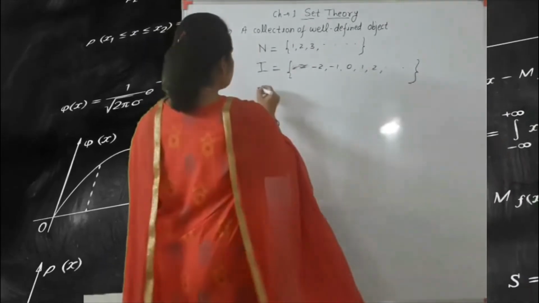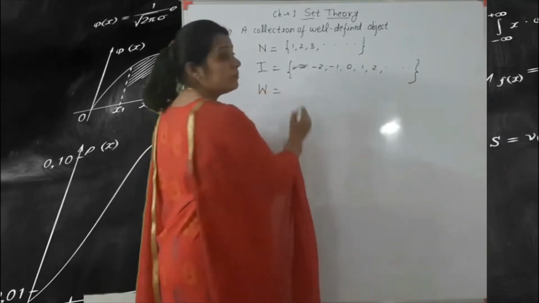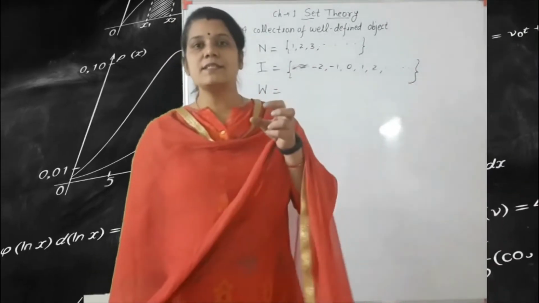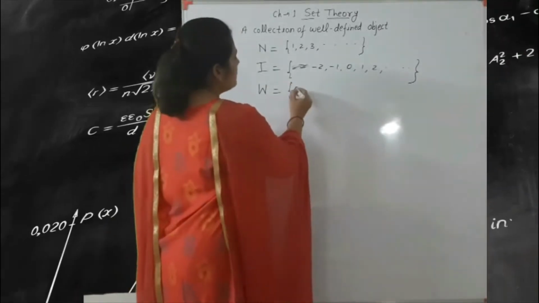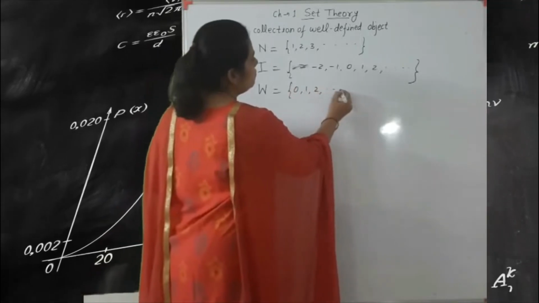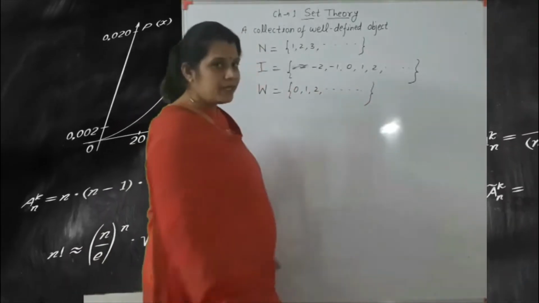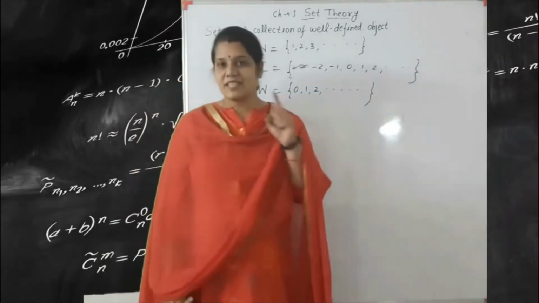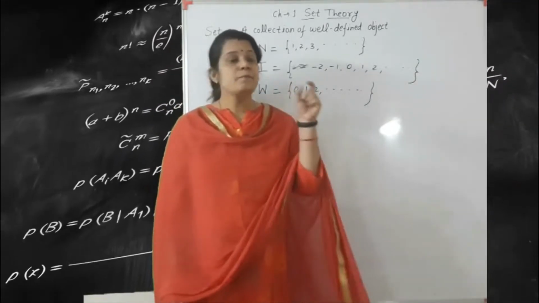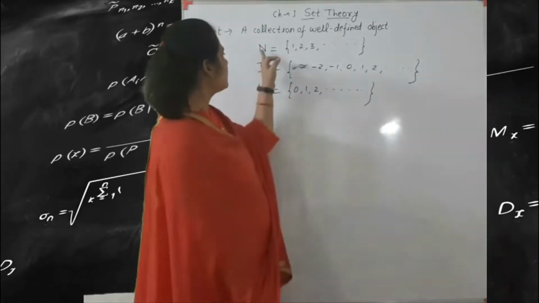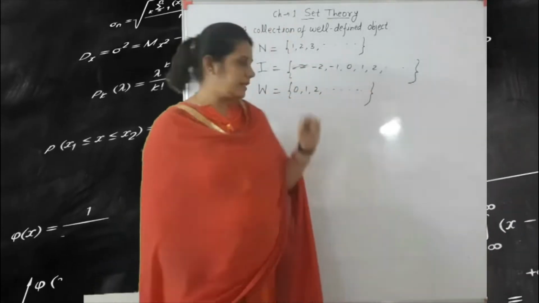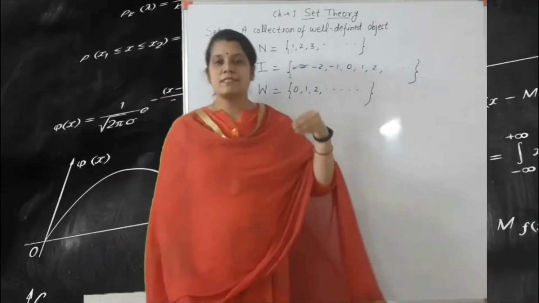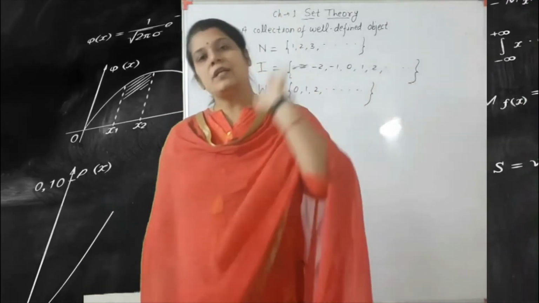Okay, next is the W. So what is the meaning of the W? W is the set of the whole numbers. Here we write 0, 1, 2 up to infinite. So what is the difference between capital N and the W? Capital N is starting from 1, 2, 3 up to infinite, and W is equal to 0, 1, 2 up to infinite.